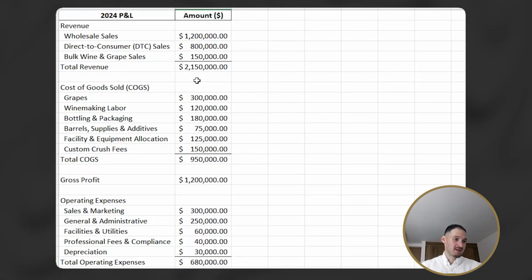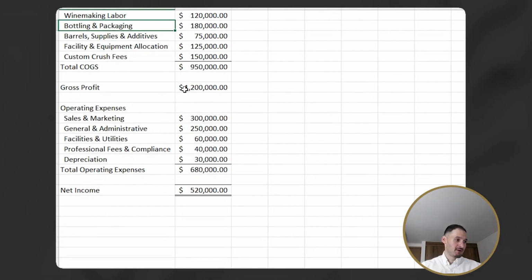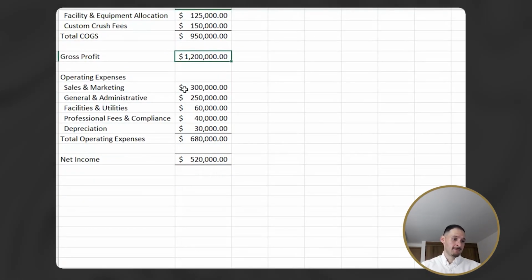Number 1, break out your revenue by channel, so DTC, wholesale, bulk. Number 2, make sure your COGS is complete and inventory is properly adjusted. Number 3, check your gross margin, aim for 50% plus overall. Number 4, watch your overhead, see if it's scaling with your growth. And number 5, don't confuse profit with cash.